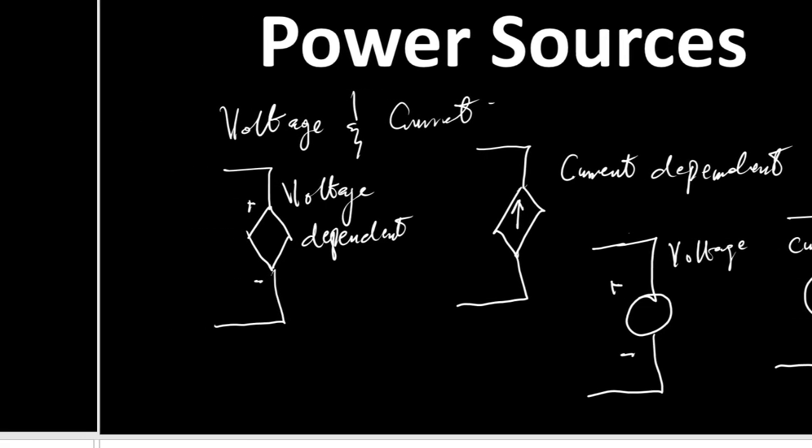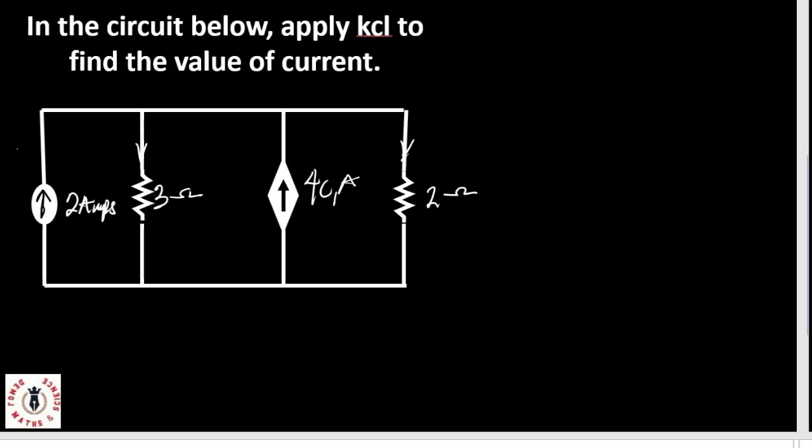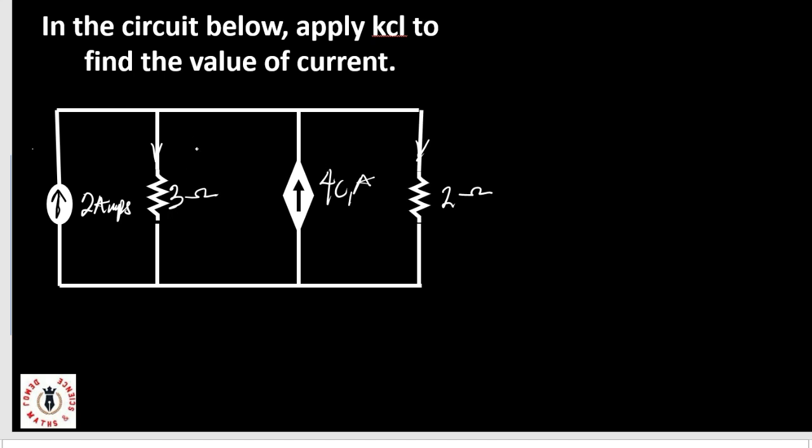Let's see our example to help us understand. Now, here is my first example. If you look at this example closely, you see that what we have here are both current sources. Now, let's identify the currents in the branches. Here is my current. I'll tag this current here as I1. And I'll tag this current here as I2.